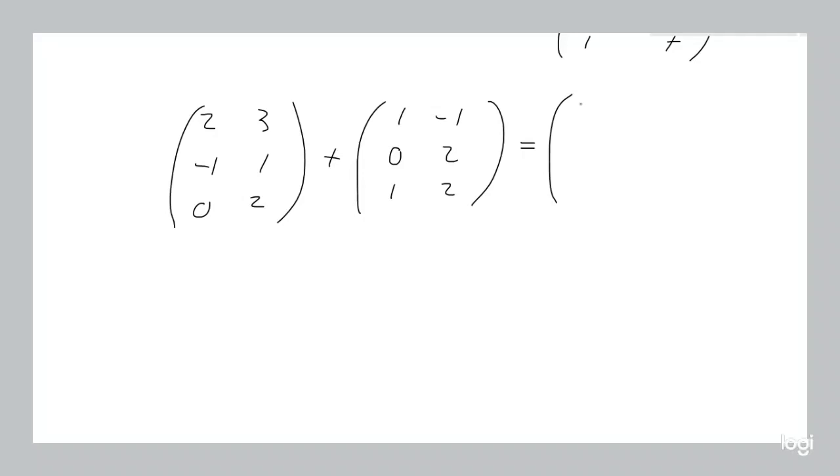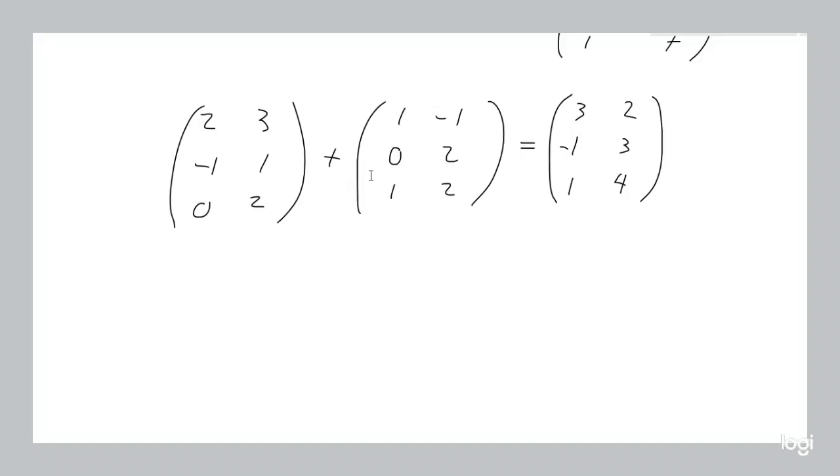So here is going to be 2 plus 1, that's a 3. 3 minus 1 is 2. -1 plus 0 is -1. 1 plus 2 is 3. 0 plus 1 is 1. And 2 plus 2 is 4. And that's matrix addition. Okay?